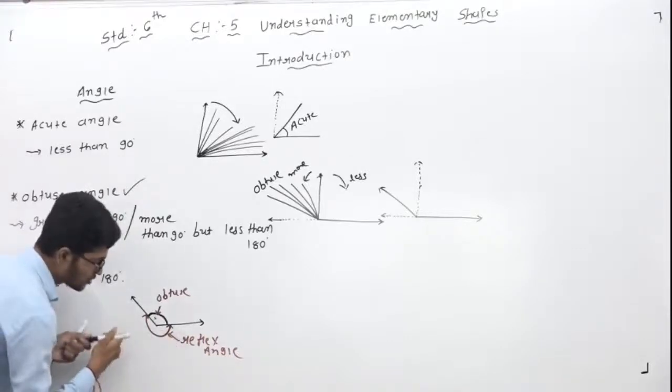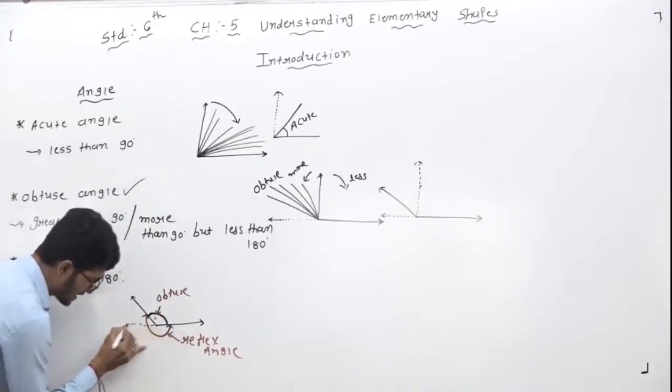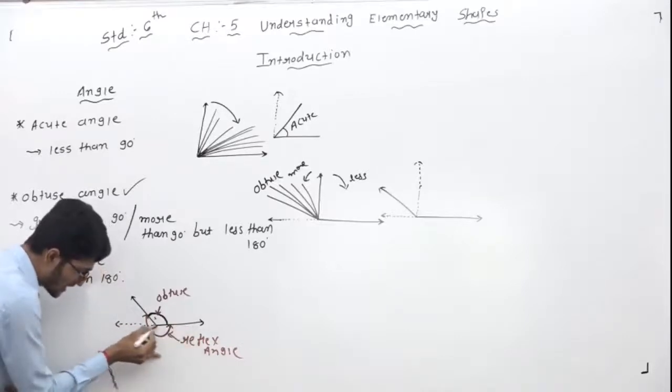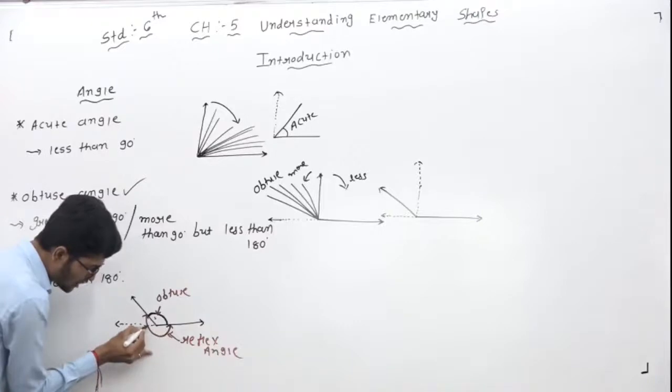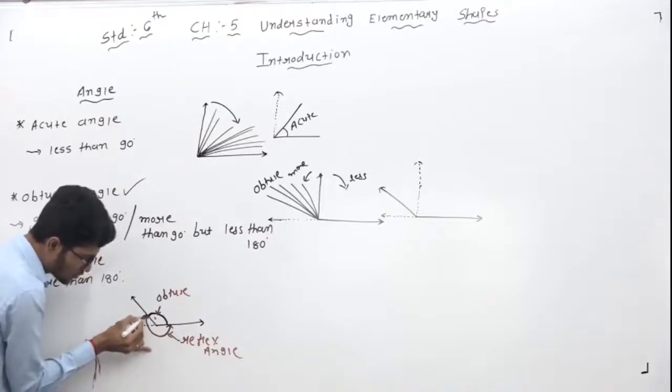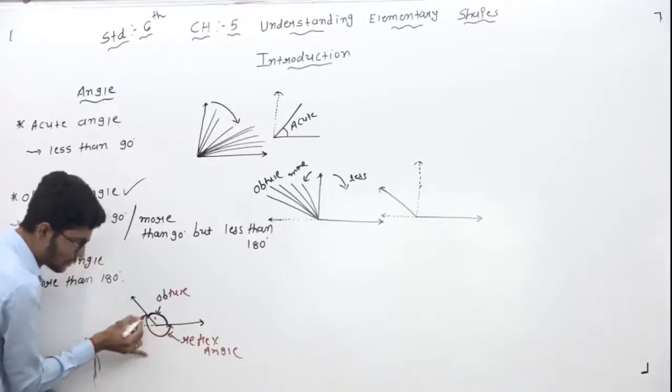Suppose we draw a line, and this is the extent on this side. So this one is the straight line. A straight line means 180 degrees, and from here to here is more than 180. So here to here, this one is the reflex angle.